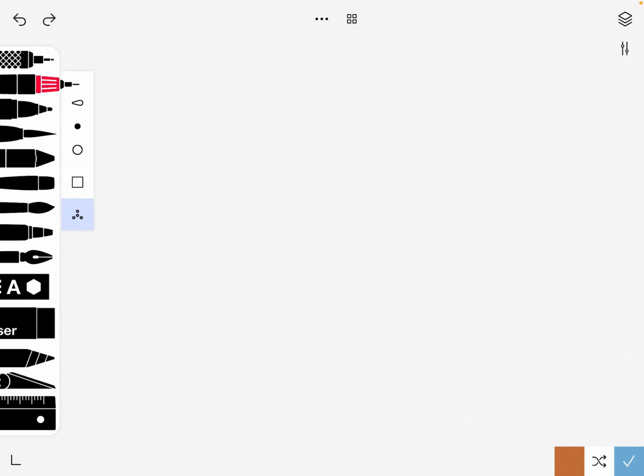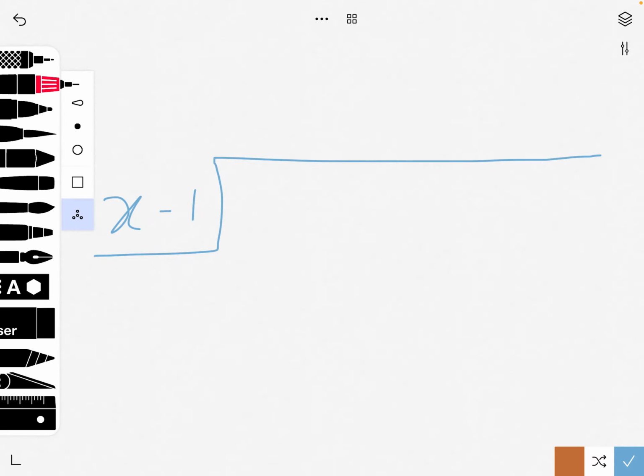So here's the first thing you're going to do. I'm just gonna write an example here. I'm going to divide x squared minus 2x plus 1 by x minus 1. Okay, so let's get started.